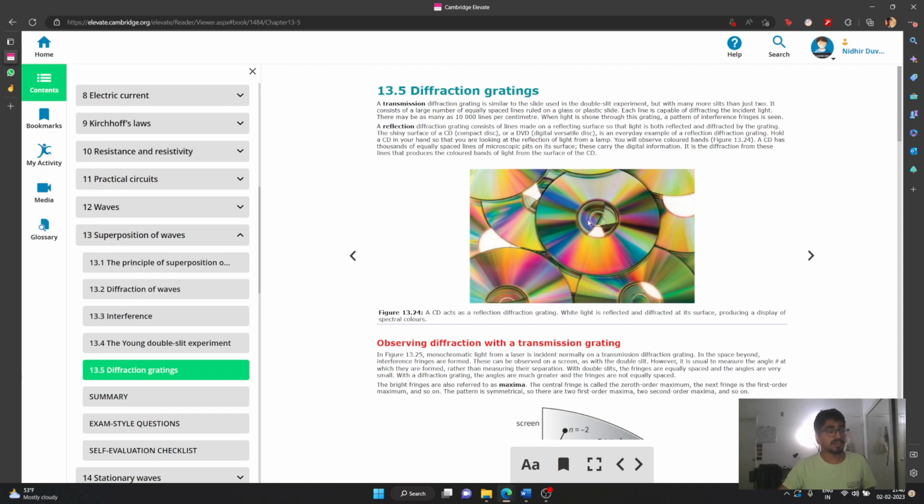So whenever you see colors reflecting off like that, there is some kind of grating involved. If you look at your phone, sometimes with bright light in your room, you will see that the light spreads out a little bit and you see different colors. All of that is due to diffraction gratings.